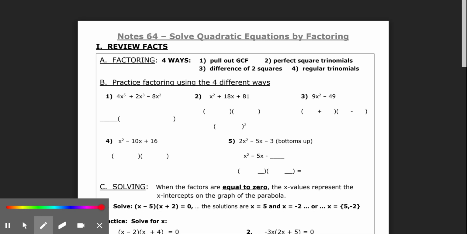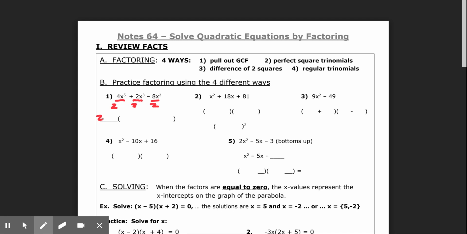So on number 1 here, first of all, if you notice, I have a line in front of the set of parentheses, which means we're going to pull out a GCF. So remember to always look at the smaller number right here, which is 2. Will 2 divide into the other 2 numbers, the 4 and the 8, without getting a fraction? Yes, it will. So you know that's the greatest common factor. So we're going to go through and divide everything by 2.